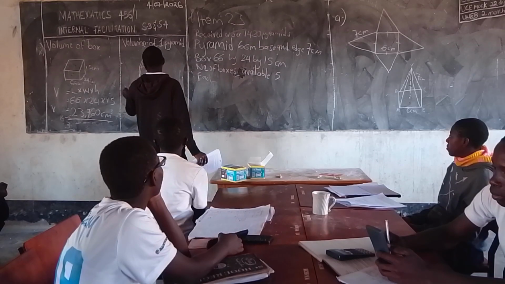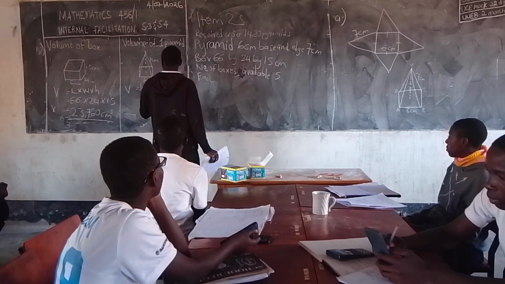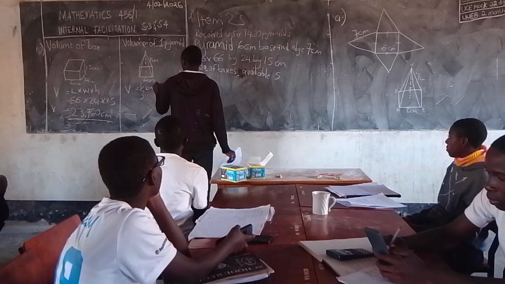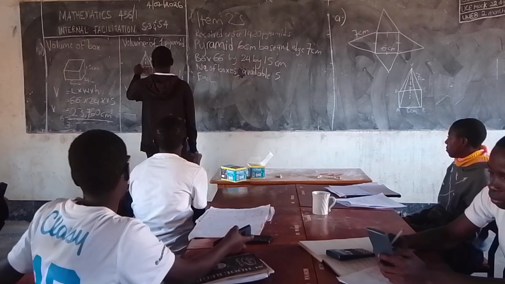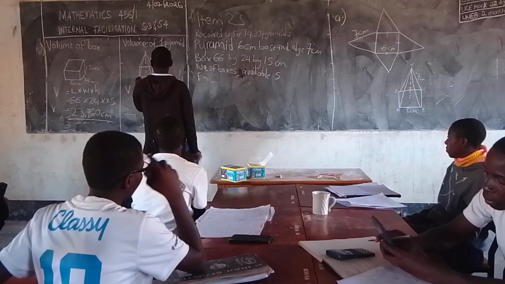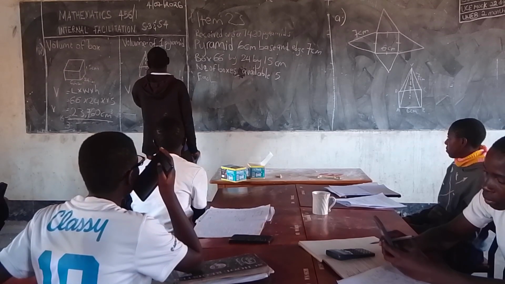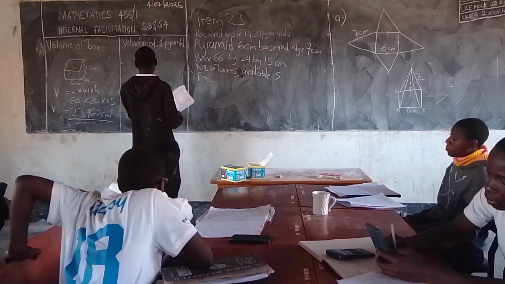Volume of the pyramid. This is a pyramid with a square base. And according to our figure, we only have the base. You have the same side but you don't have the height. Therefore, we are going to first look for the height.